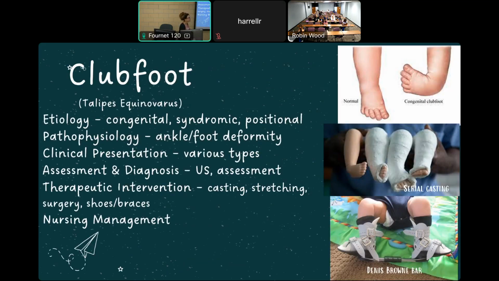But again, a lot of times once they start bearing weight on that joint, it straightens everything out. My second little boy, I was like, do you have clubfoot? What is wrong with you? But it was just, once he started walking, it straightened out. So this is a deformity of the ankle and foot bones that results in contractures.